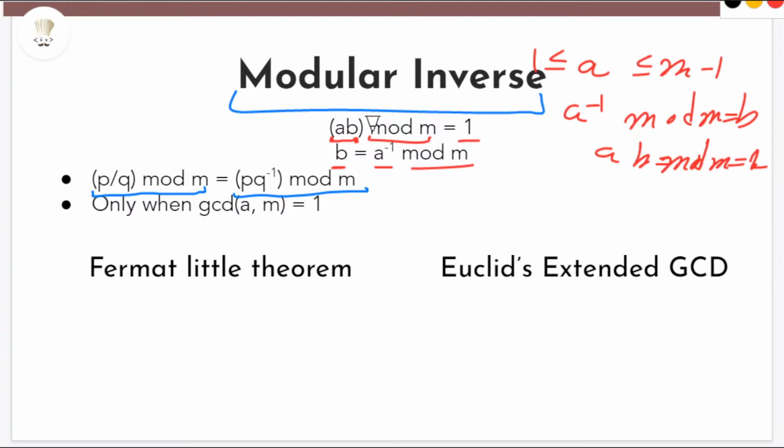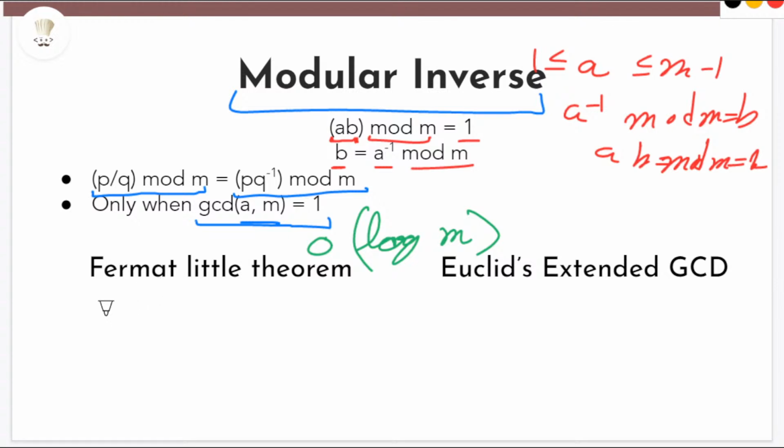Another thing to note about modular inverse is that it only exists when a and m are co-prime, only when GCD of a comma m is equal to 1. If a and m are not co-prime, then the modular inverse doesn't exist. There are two ways to find the modular inverse, one using Fermat's theorem and one using Euclid's extended GCD. I'll quickly explain both of them. Both of these algorithms take big O of log m time, so using any of them is fine.